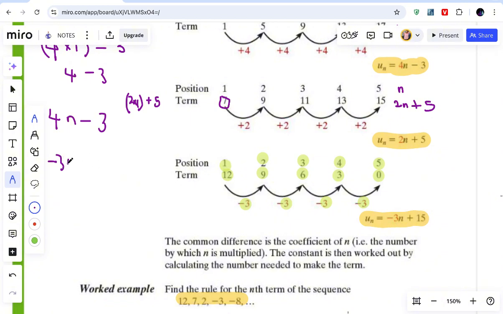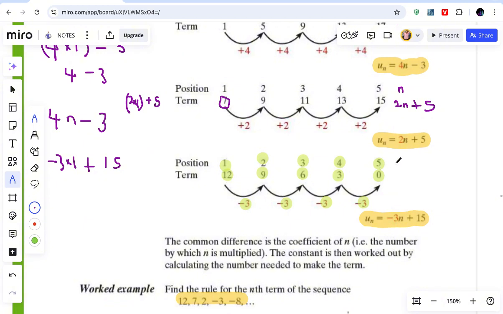Negative 3 times 1 is equal to negative 3, right? So what should you add to make it 12? I have to add 15, because minus 3 plus 15 will be 12.